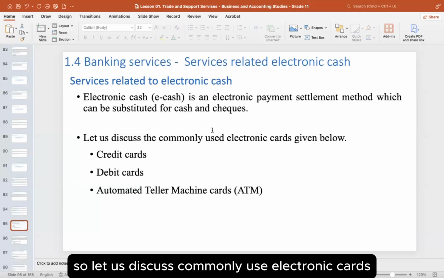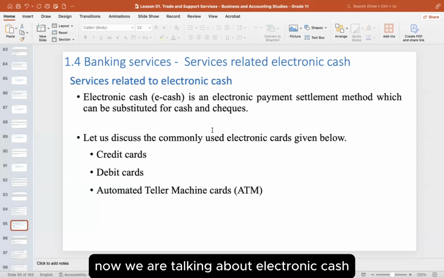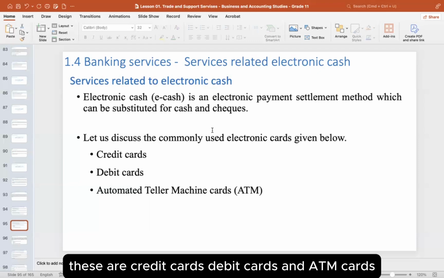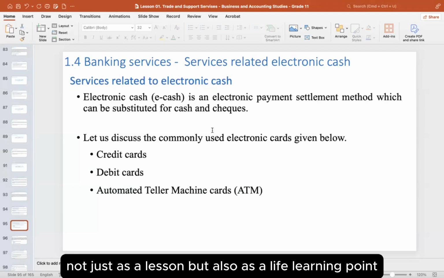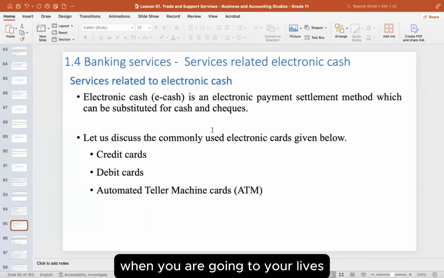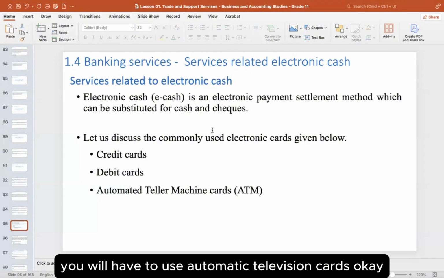So let us discuss commonly used electronic cards. Now we are talking about electronic cash. What are the most famous mechanisms offered by banks? These are credit cards, debit cards, and ATM cards. These are very important, not just as a lesson, but also as a life learning point. When you go to the corporate world, in another 3 or 4 years, you will have to use credit cards, debit cards, and automated teller machine cards.